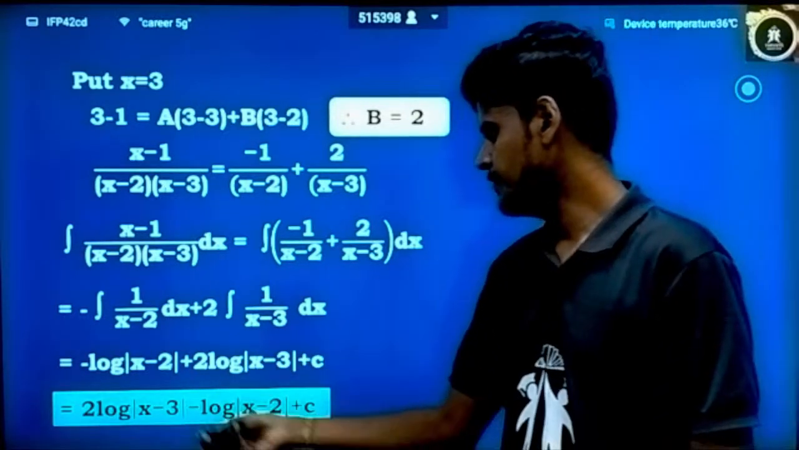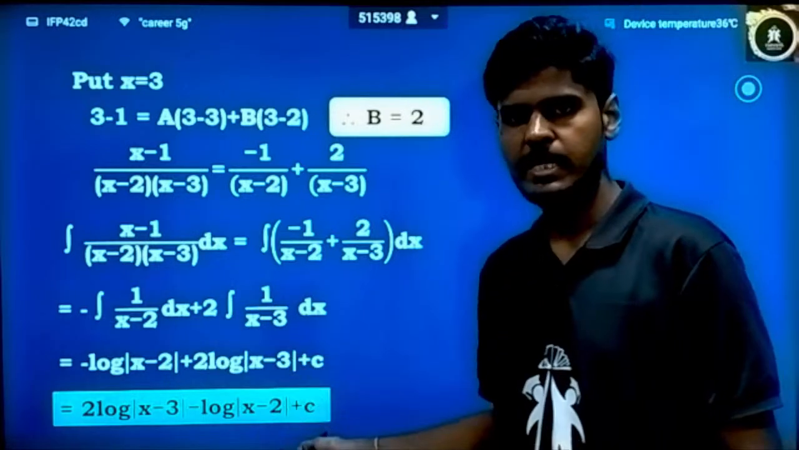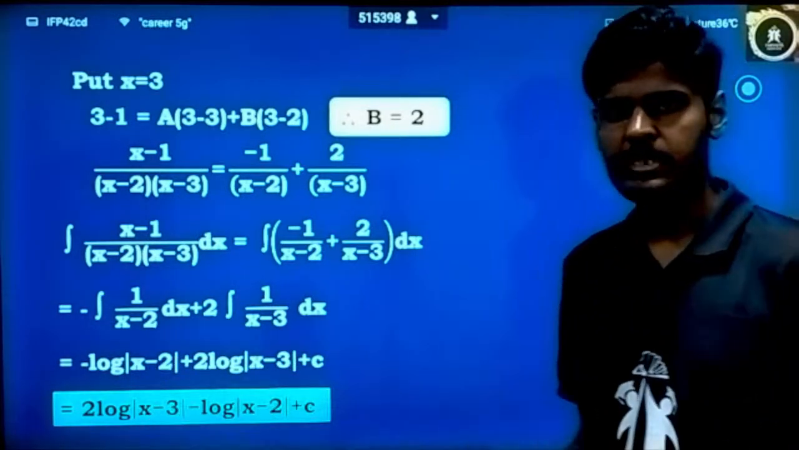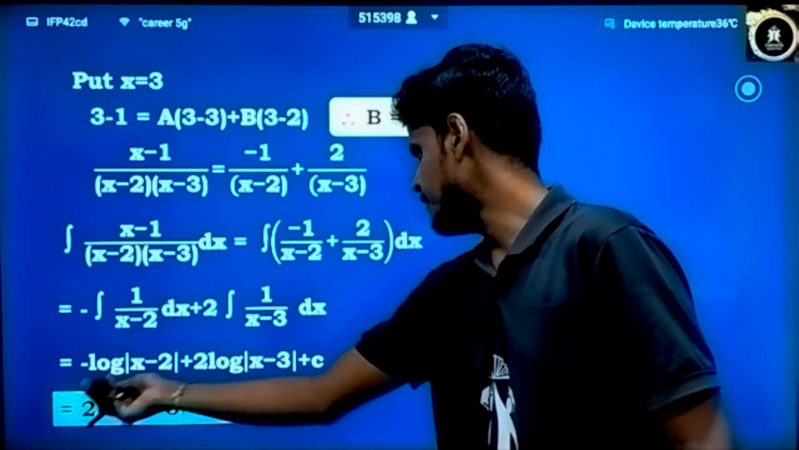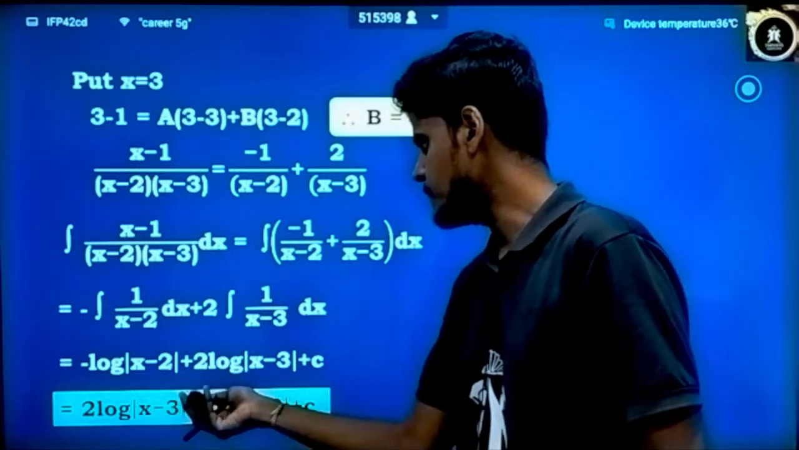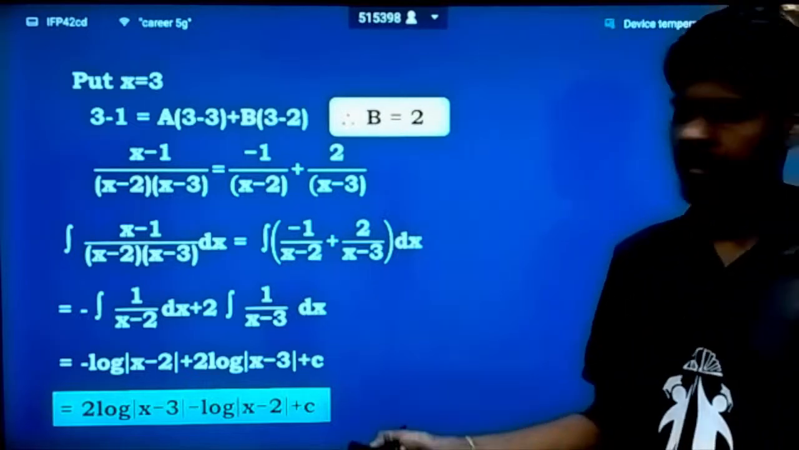So this is equal to 2 log x minus 3 minus log x minus 2. You can write the answer like this or write the answer in a single log also. If you write it like that, then it will be, this will go to the power, that will be x minus 3 whole square divided by x minus 2. Both are correct.